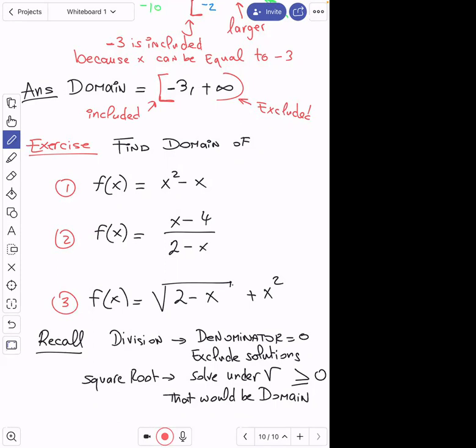So after this, guys, we'll see how to find the domain using graphs. If the function is described by a graph, we'll see how to find the domain in that case.